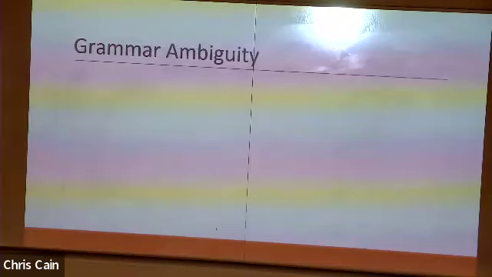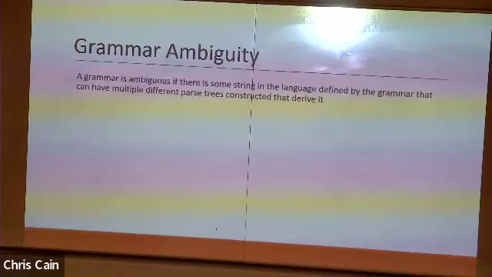All right, the actual first topic of the day is going to be a deeper dive into ambiguous grammars, being able to identify ambiguous grammars, and what we can do about them. So we'll start with the definition. We just need an example string in the language that the grammar can produce that has multiple possible parse trees that can be generated to produce that string.